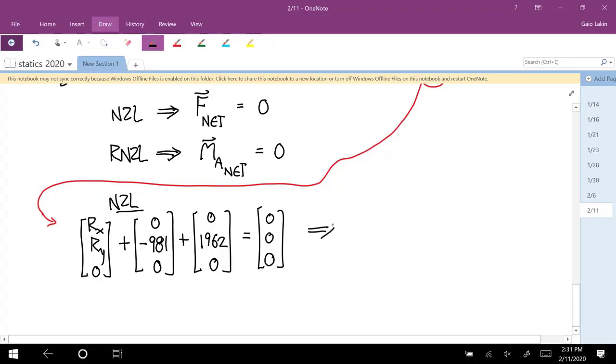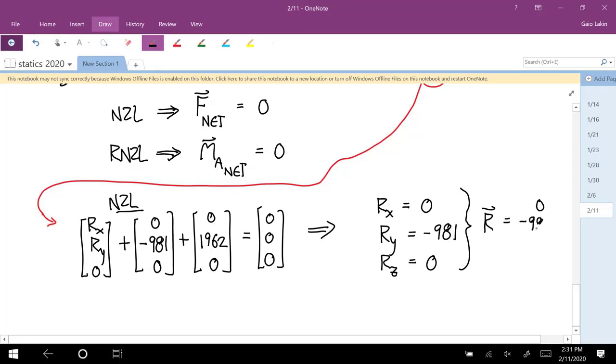Okay, so from this, you get that Rx is equal to 0, Ry is equal to negative 981, Rz is 0. And so that reaction force is 0, negative 981. I'll leave the Z on there for now. Newtons.